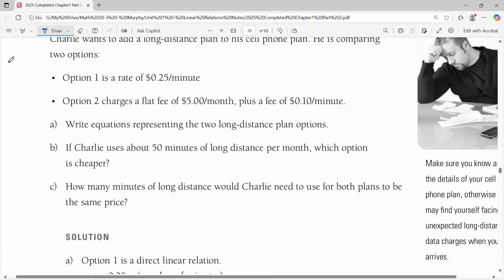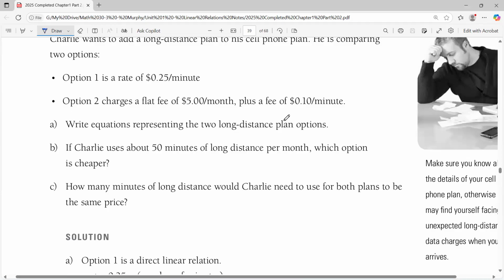A, write equations representing the two long distance plan options. B, if Charlie uses about 50 minutes of long distance per month, which option is cheaper? And C, how many minutes of long distance would Charlie need to use for both plans to be the same price?